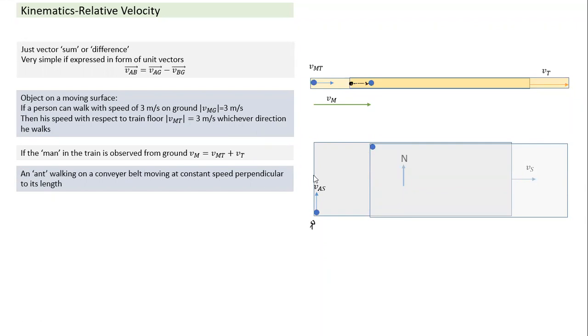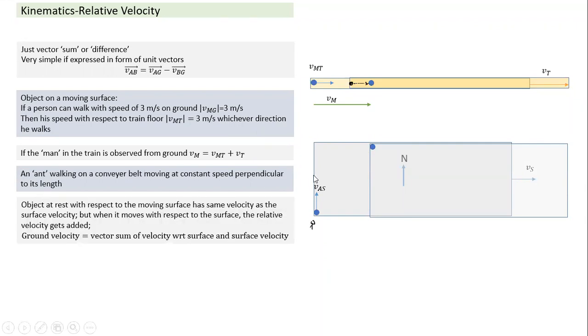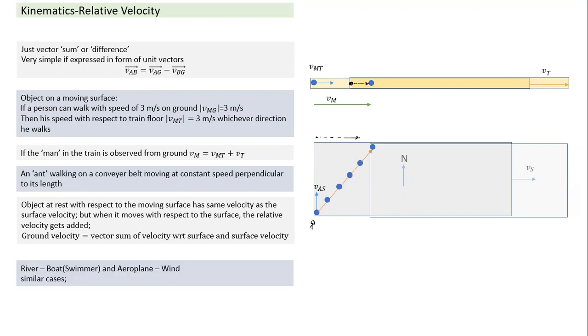And again, what is this velocity in terms of vectors? Okay, so again, in this case, what is the ground velocity? Ground velocity is the vector sum of the velocity with reference to the surface plus the surface velocity. So this is the velocity with reference to the surface, and this is the surface velocity, which is the conveyor belt. So that becomes your ground velocity. So that is the intuitive understanding of ground velocity. If you observe from the ground, the ant will appear to be moving along the line we had drawn. This is how the motion of the ant will appear.